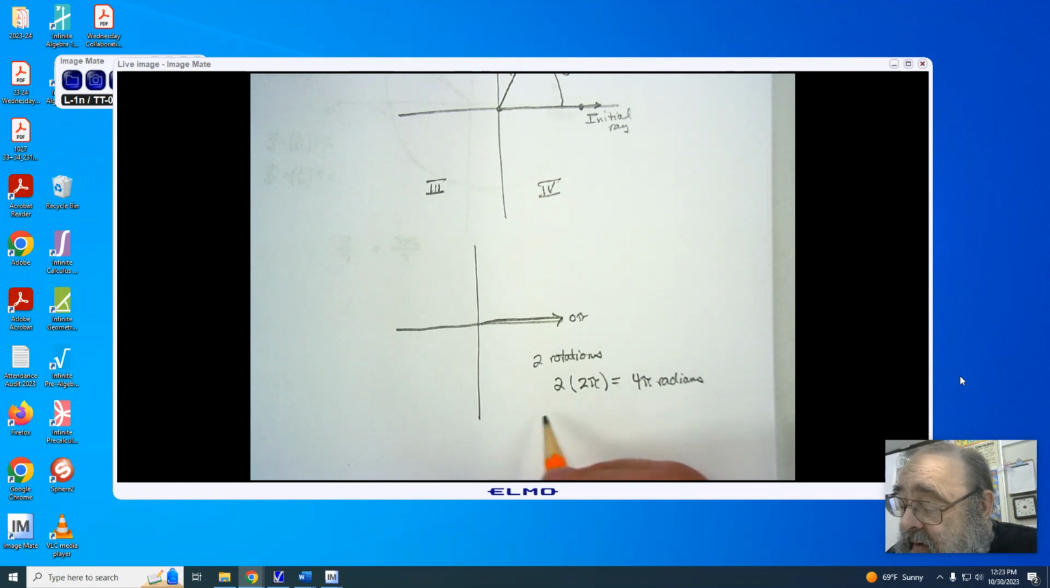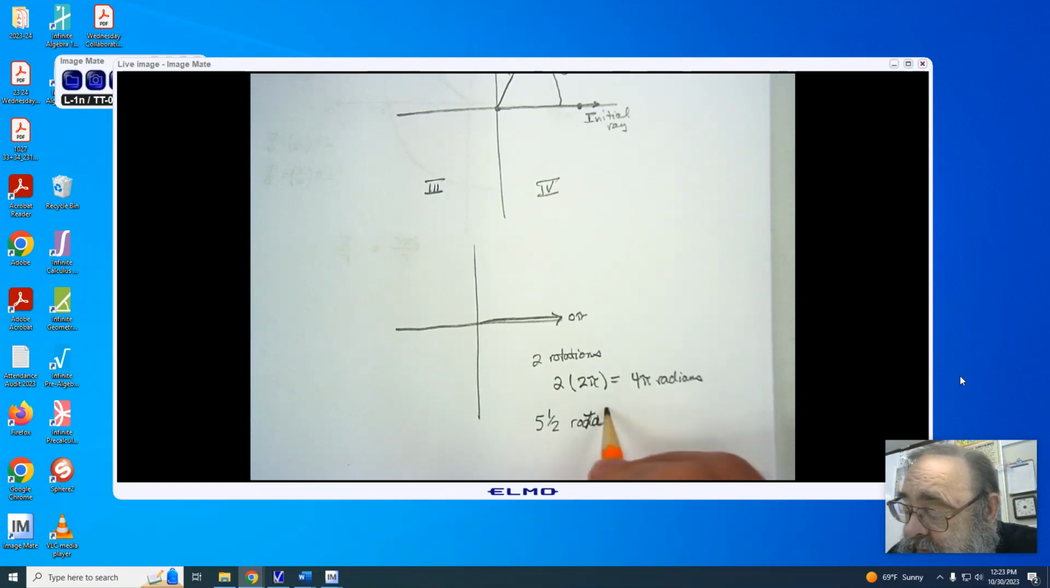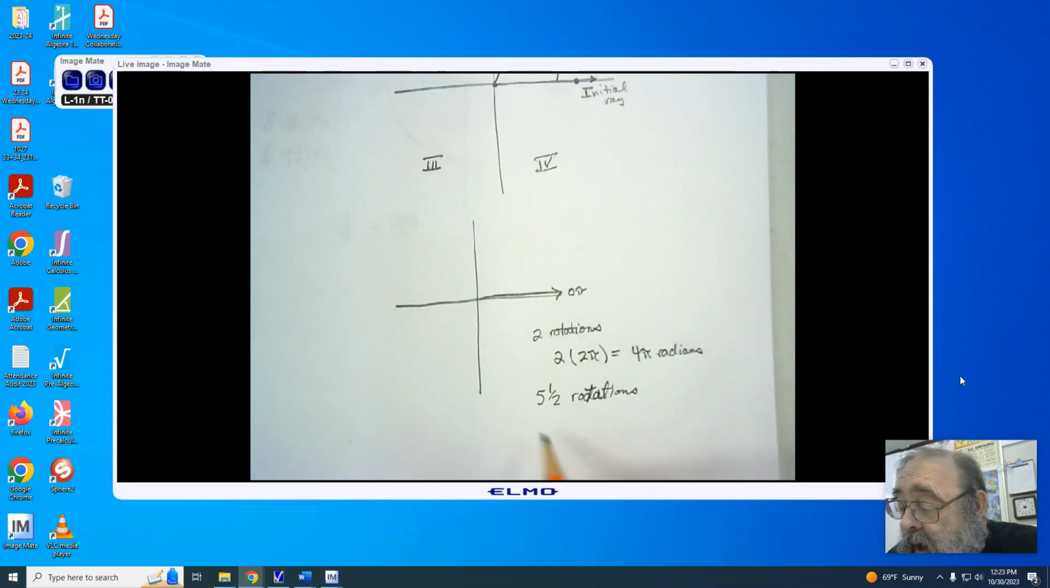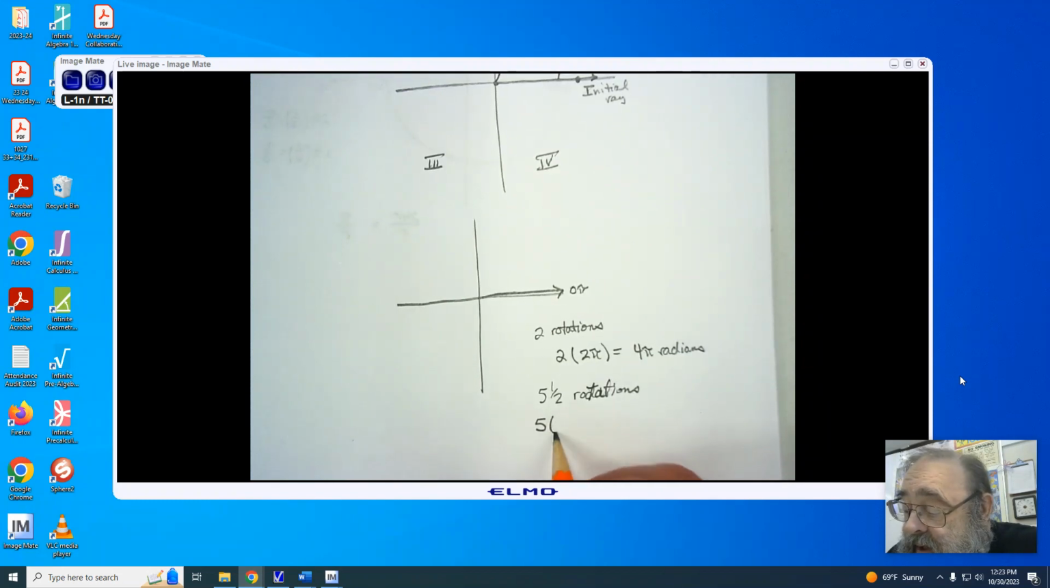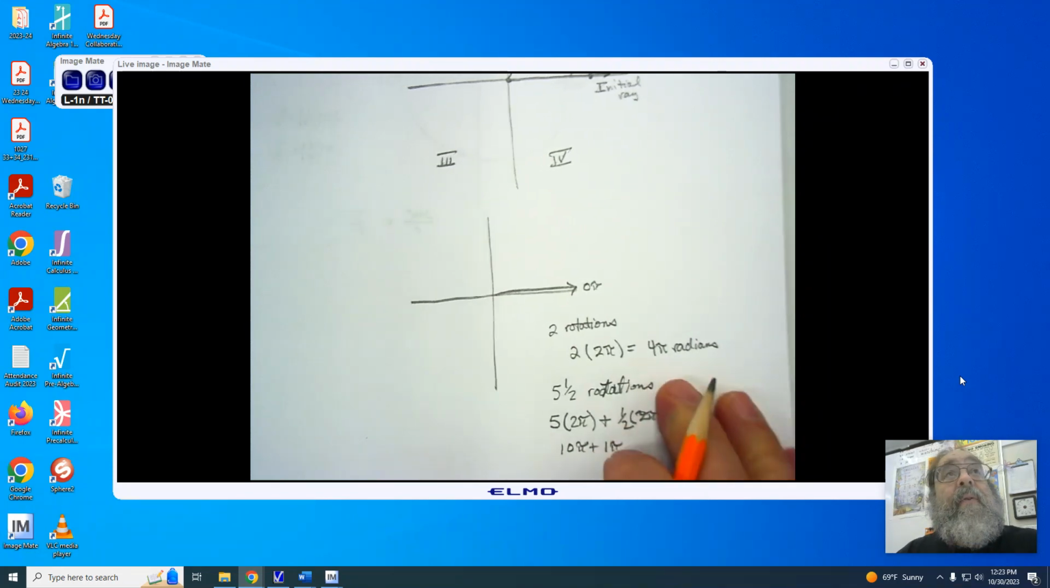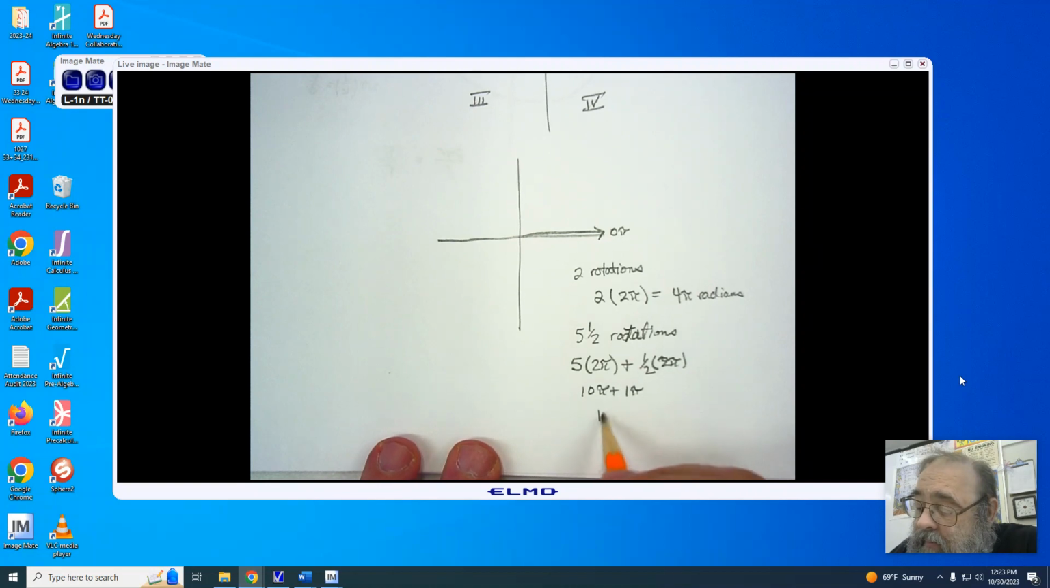If I wanted 5 rotations, or let's do 5.5 rotations, I would take 5 times 2 pi and add to it 1/2 times 2 pi. That would give me 10 pi plus 1 pi for a total of 11 pi radians.